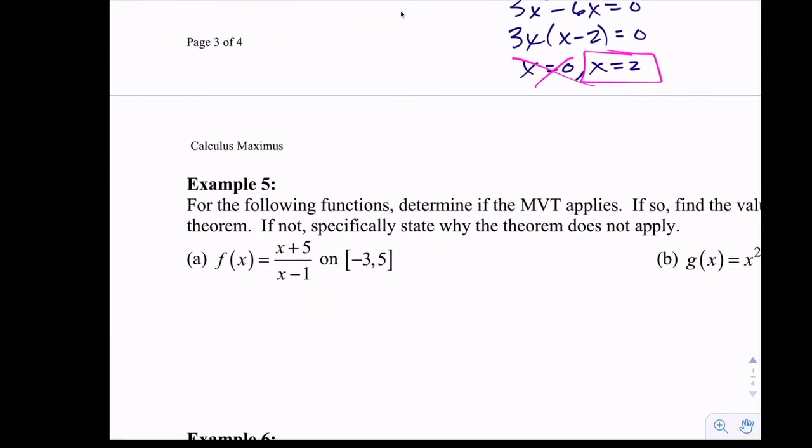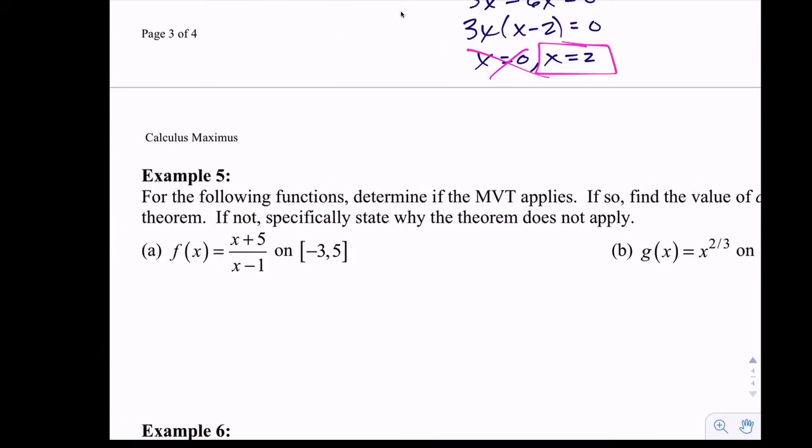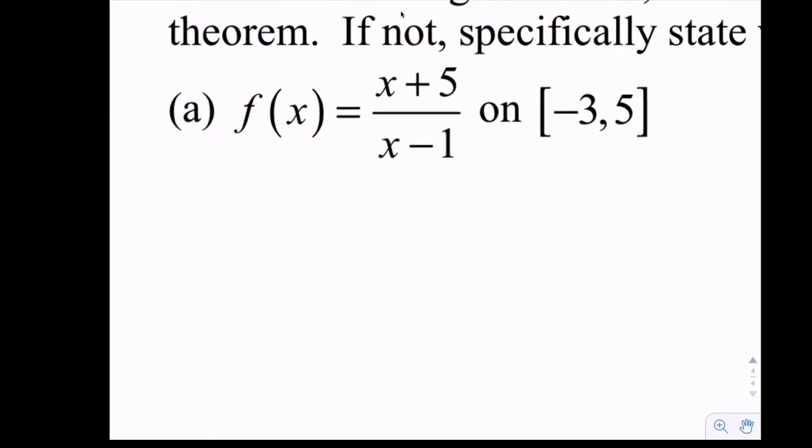Very quickly, example 5a. On these two here, we want to see if the MVT applies or doesn't apply. And if it applies, we're going to find the value guaranteed by the theorem. Do we have a polynomial? No. We have a rational function. Look at the denominator. What value is not in the domain? 1. Is it going to be a vertical asymptote or a hole? Just a review question. VA, good, because when you plug 1 into the top, you get 6, and 6 ain't 0. So we have a vertical asymptote at 1. That's the only place where that function is not continuous and therefore not differentiable.